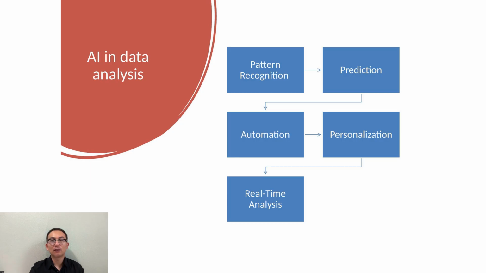In personalization, AI enables customized recommendations. For example, Netflix suggesting movies based on your viewing history. And in real-time analysis, AI systems can monitor data streams in real time. For example, fraud detection in banking systems or traffic monitoring. All of these make our work faster, smarter, and more scalable.